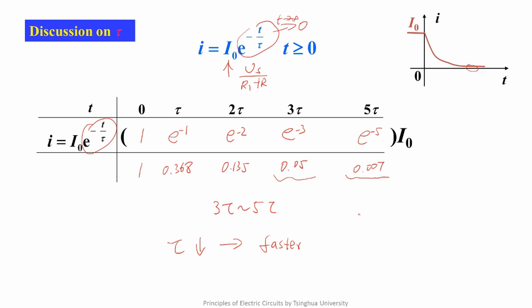You should notice that tau equals RC for an RC circuit and equals L over R for an RL circuit. Please think about this question: why is tau larger if R or C is larger in an RC circuit, and why is tau larger if L is larger or R is smaller in an RL circuit?